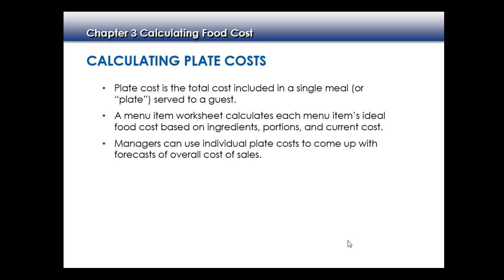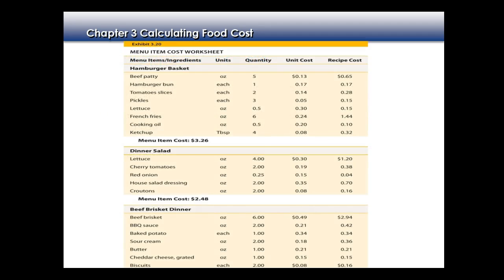So, calculating plate cost. Plate cost is the total cost of a single meal served to a guest. A menu item worksheet calculates each item's ideal food cost based on the ingredients, portions, and the current cost. Managers can use individual plate costs to come up with a forecasted overall cost of sales. So the next slide will show us more of what that's talking about. This actually goes with the picture I have on there.